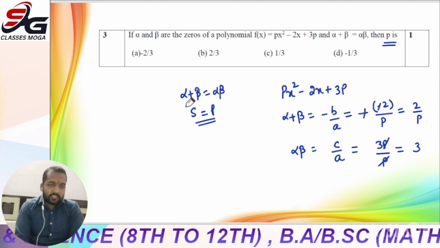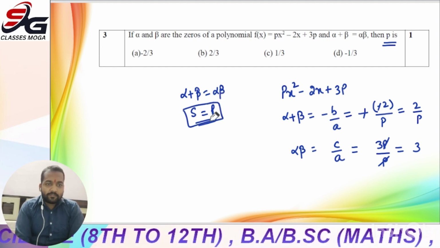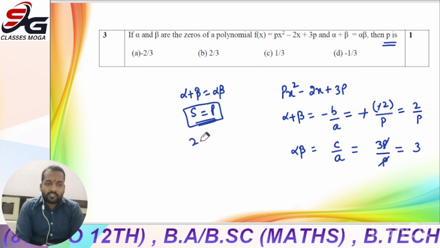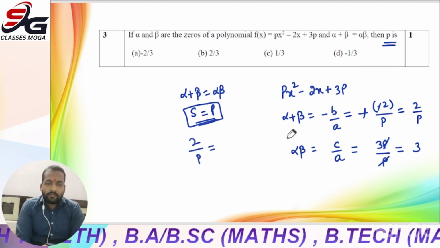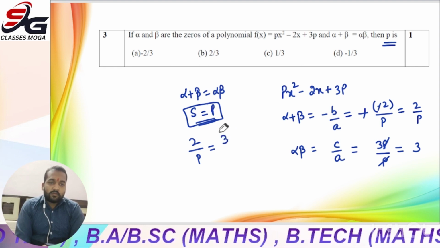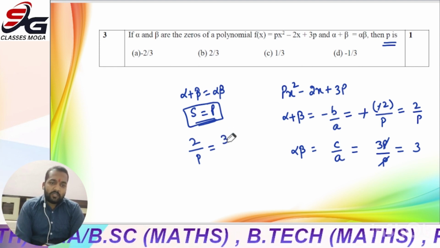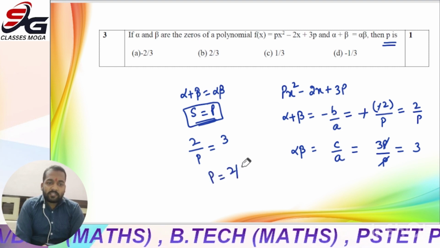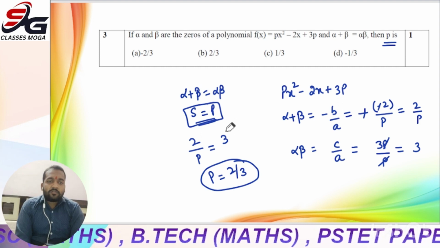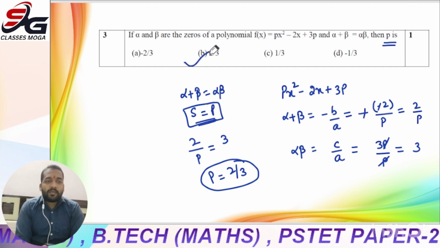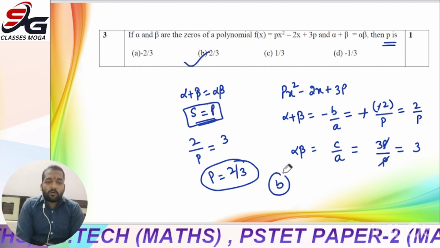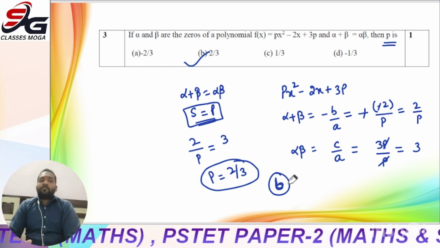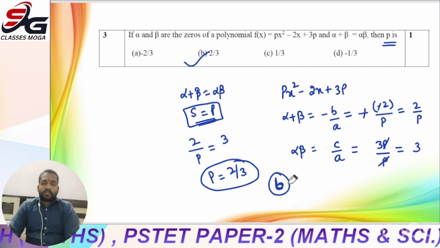Now students, it is given to us that the sum of roots is equal to the product of roots. So the sum of roots is 2 over p and the product of roots is 3. So 2 by p is equal to 3. Just cross multiply, so the value of p is 2 by 3. Check the options. Option B is the correct option of this question. I hope up to here you have no doubt, right?